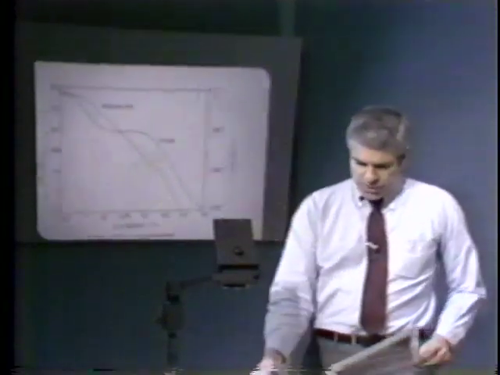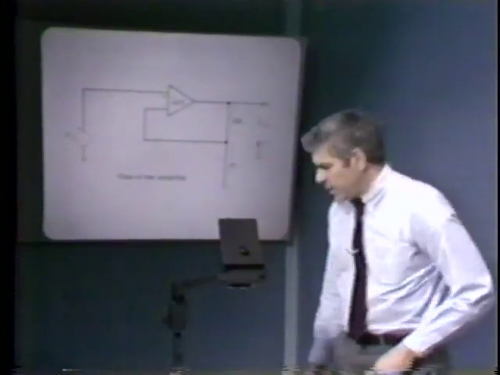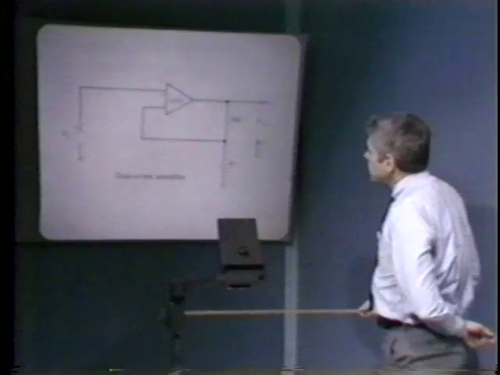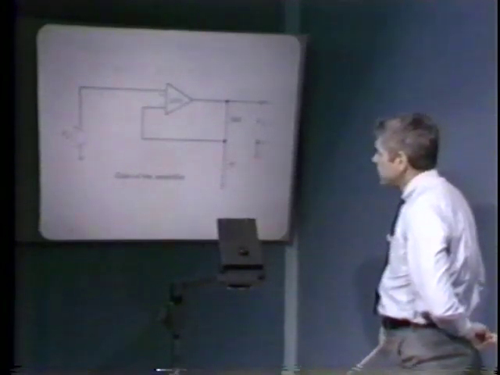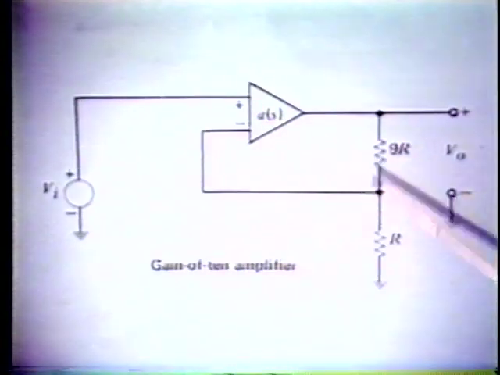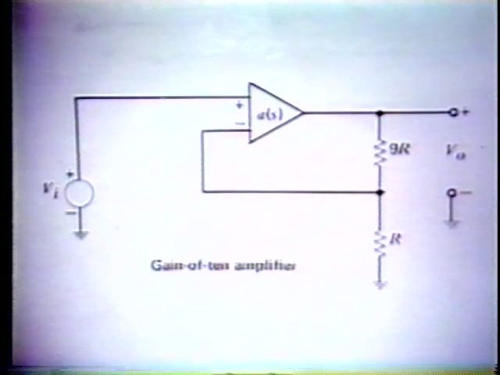Let's look at our original topology once again. And now we'd like to see if there's a way we can get a lead-type transfer function into our system. Well, let's see. We notice that we have a resistive attenuator at the output. It happens to be in the feedback path, but as far as stability goes, whether we put a lead transfer function in the forward path or in the feedback path, we get the same effect.